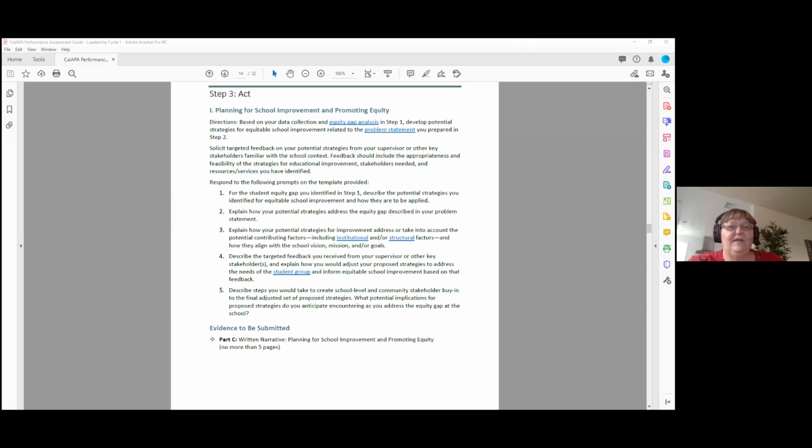And then the second thing they do is to solicit targeted feedback. Usually it is their supervisor, their principal or assistant principal, someone who is knowledgeable about the area that they are investigating, and ask for feedback on their current plan. Is it appropriate? Is it feasible? What would we do about improvement within our educational realm? How many stakeholders would be involved? What resources would it need?